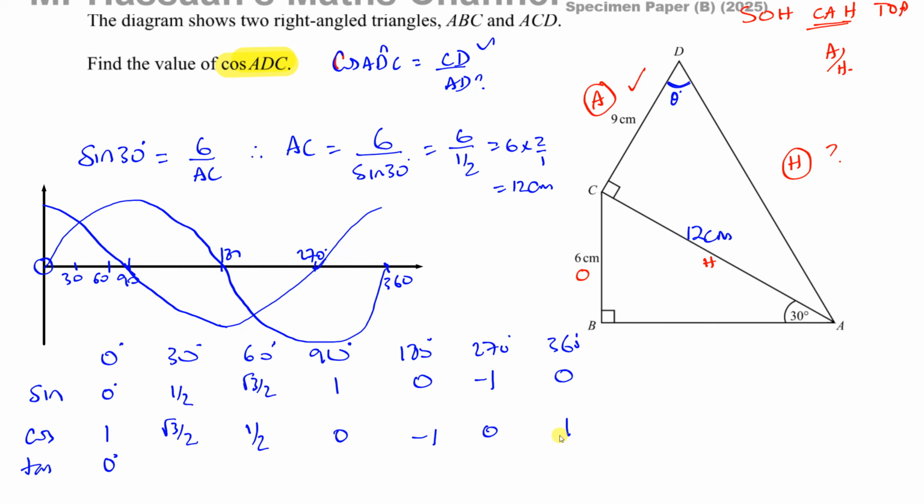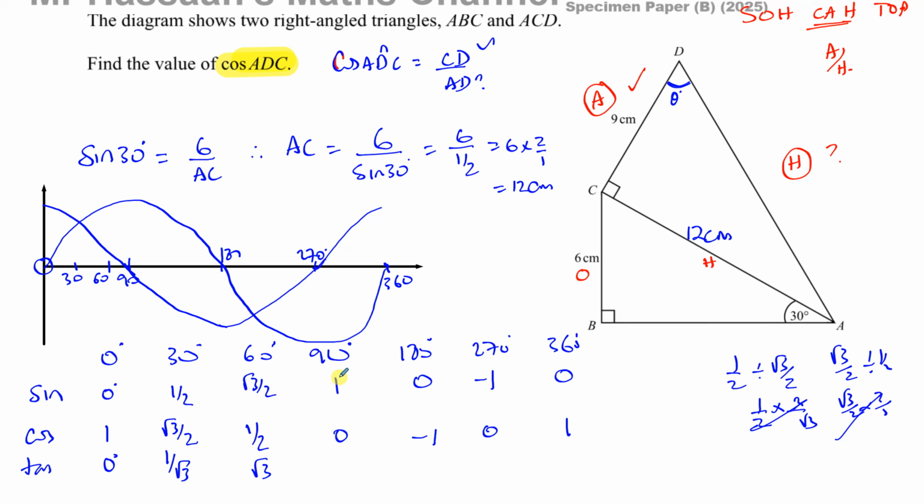Now, one thing you'll notice is that the tangent is always sine divided by cosine. So if I do a half divided by root 3 over 2, it's a half times 2 over root 3. You're left with 1 over root 3. So if you ever forget the tangent ones, just divide the sine by the cosine and you get them. Root 3 over 2 divided by 1 over 2 is root 3 over 2 times 2 over 1, which gives you root 3.